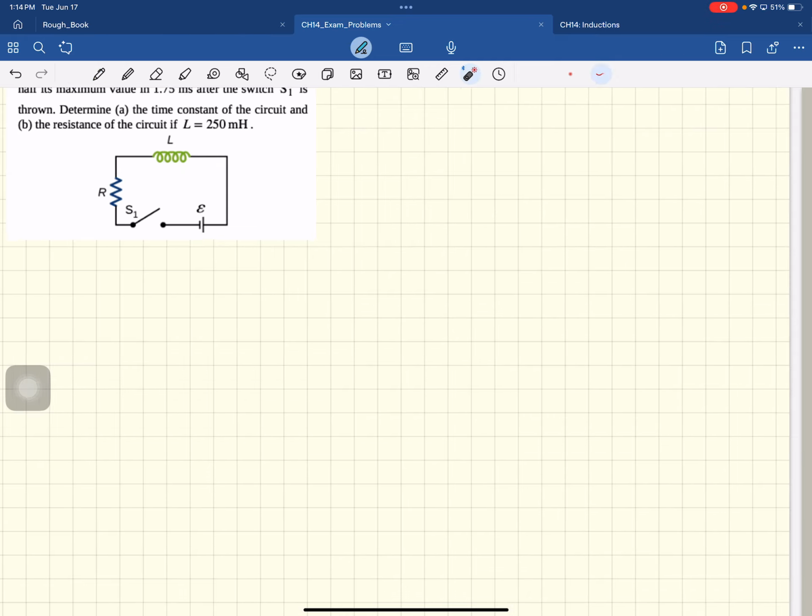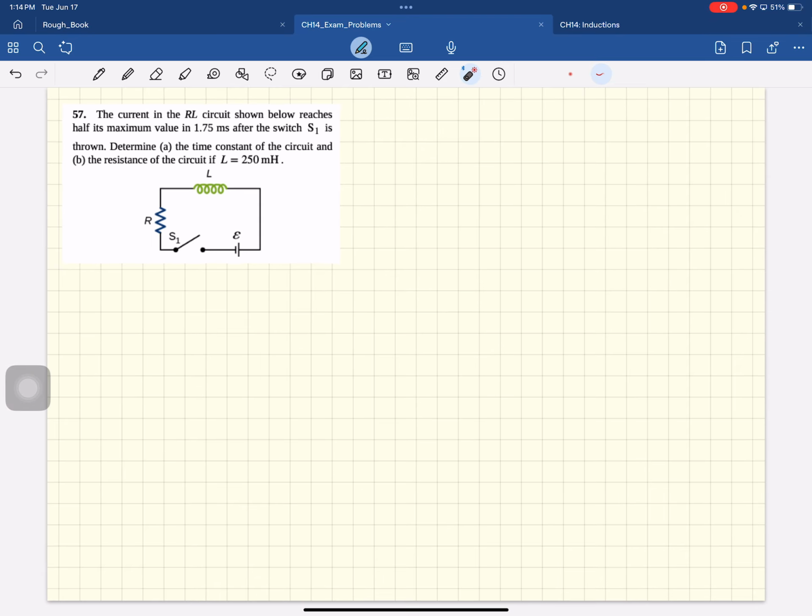All right, so similar problem. The current in the RL circuit shown below reaches half its maximum value in 1.75 milliseconds after the switch is thrown. Determine the time constant of the circuit and the resistance in the circuit.